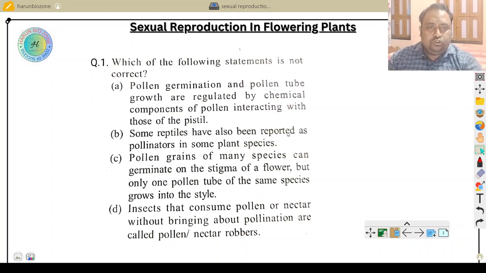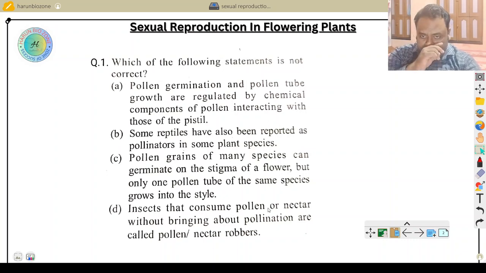Option B: Some reptiles have also been reported as pollinators in some plant species. Yes, this is the right one, because some insects and some reptiles like lizards help this pollination. This is called zoophily. Option C: Pollen grains of many species can germinate on the stigma of a flower, or pollen grains of different species germinate on the stigma of a flower, but only one pollen tube of the same species grows into the style. Not true. More than one pollen tube. How it develops, I will explain later.